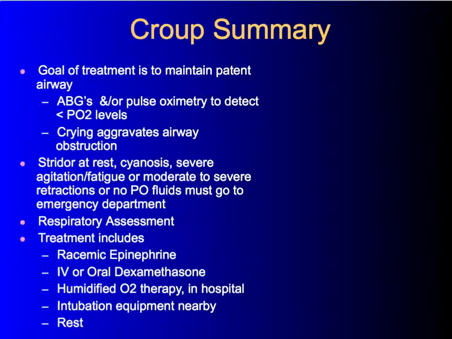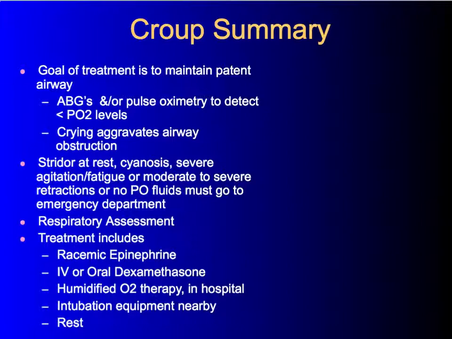The goal of treatment for a child with croup is to maintain the patent airway, so that is done by monitoring either ABGs or pulse oximetry, and we want to minimize crying because that will aggravate airway obstruction. If in triage, the nurse receives a phone call where the child is suffering from stridor at rest, has cyanosis or severe agitation or fatigue, and has moderate to severe retractions or is not drinking any PO fluids, they must go to the emergency room.